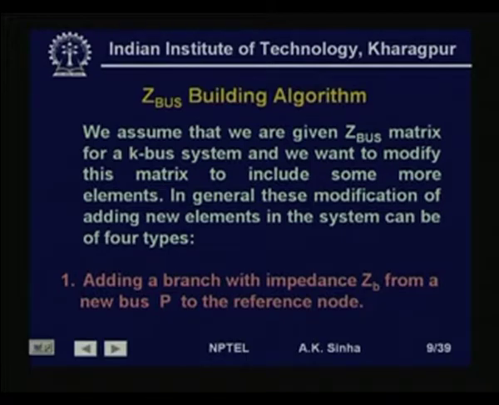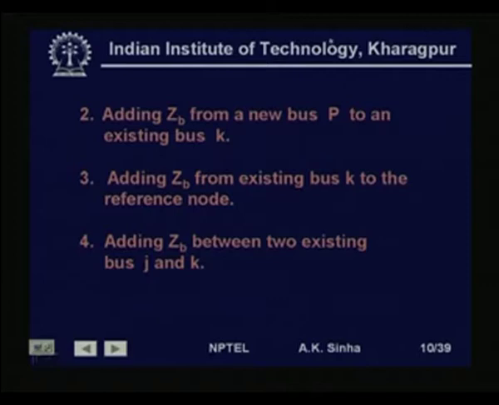In general, the modifications that we can get for adding these new elements are of 4 different types. Type 1 is adding a branch with impedance ZB from a new bus P to the reference node. That is, we are adding a new node to the already existing N bus system that we have. So, we are adding a new node P to the system, and the impedance is connected from this new node to the reference node. This is the type 1 kind of modification.